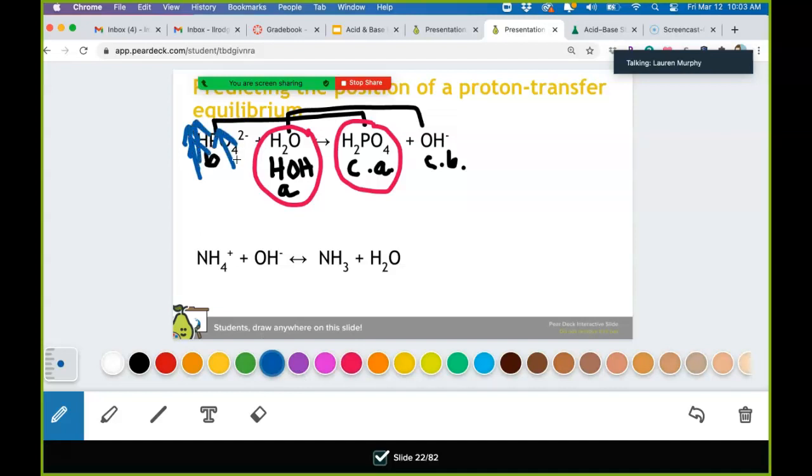So we are heavy on the reactant side. So the equilibrium lies to the left, where we call K less than 1. Why? Well, K is products over reactants, right? So if you have a lot of reactants, your K is going to be small.